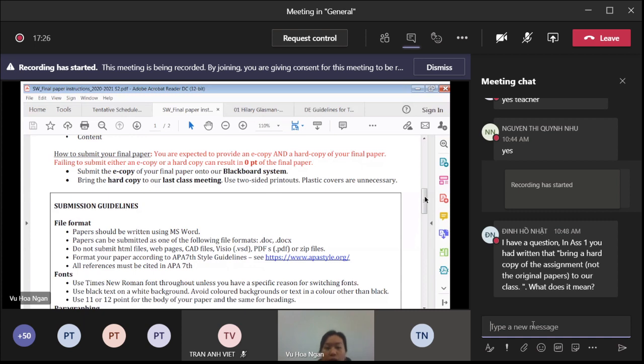You need to have both an e-copy and a hard copy. Yeah, you need to submit both because it's kind of a high stakes paper. It's a very important paper, and it takes 40% of the scores. So that is why I just would like to remind you that both e-copy and hard copy are expected.